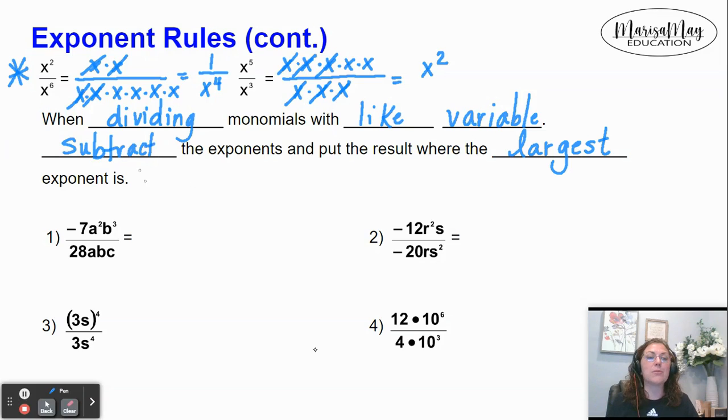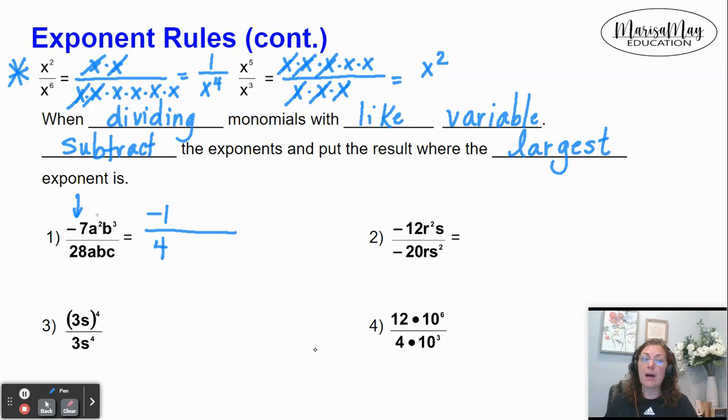Okay, let's play that out. I still like to write it out sometimes because visually, I can see exactly what's going on. Look at number 1. Start with your numbers in front. -7 and 28, both are divisible by 7. We reduced fractions last week, so that part of it is still the same procedure. So I'm going to divide -7 by 7, which will give me -1, and I will divide 28 by 7, which will give me 4.